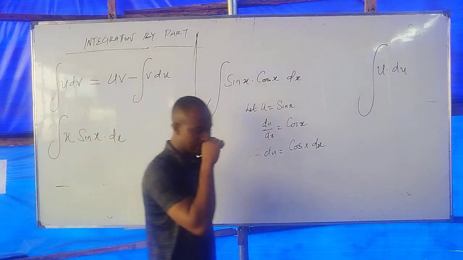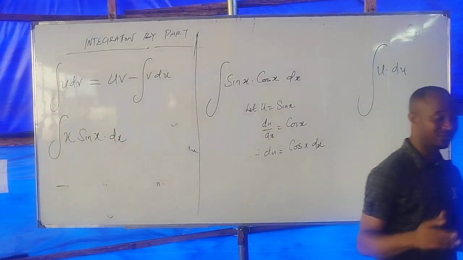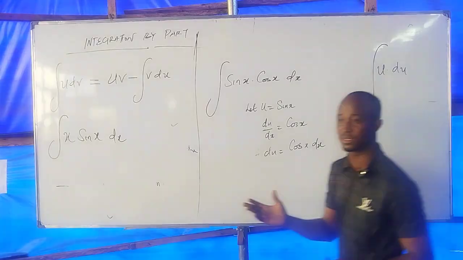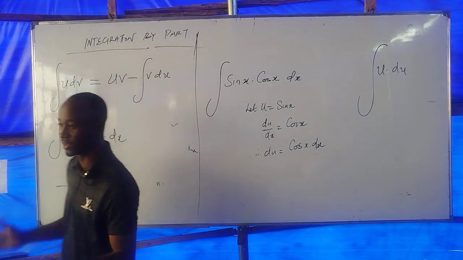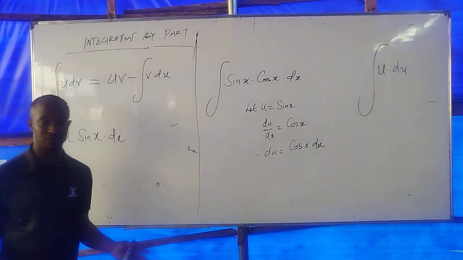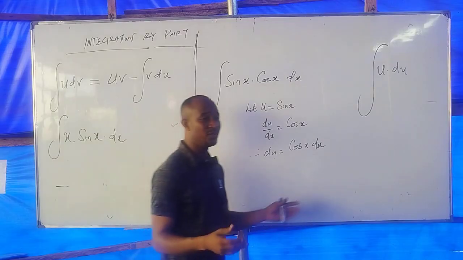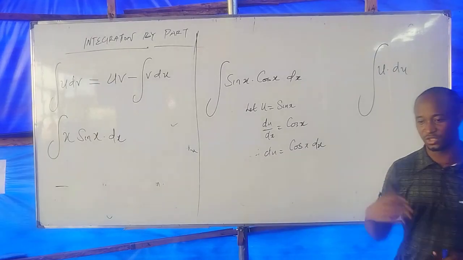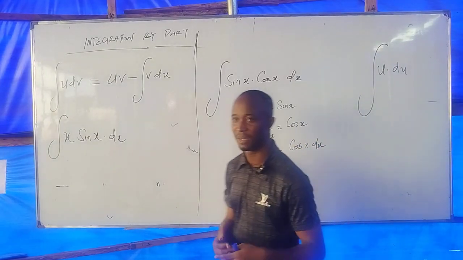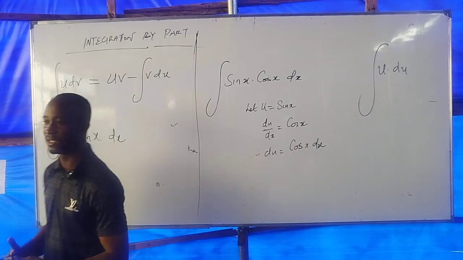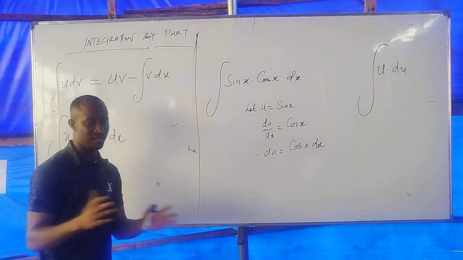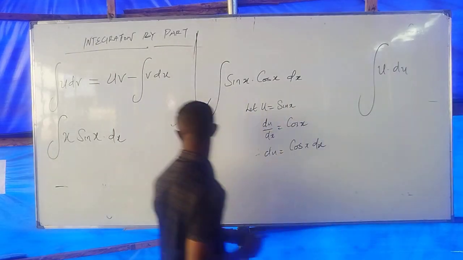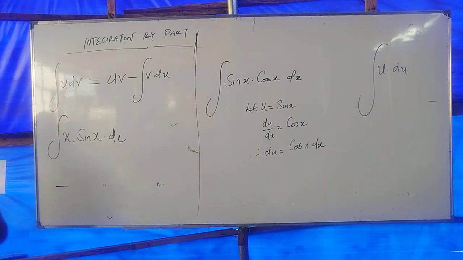You have to take note that the hardest part is to be careful. If you can identify your u and your dv, then the rest becomes easy to solve. The hardest part is always which of the functions will represent our u and dv. Please write: there's a priority order for choosing u.